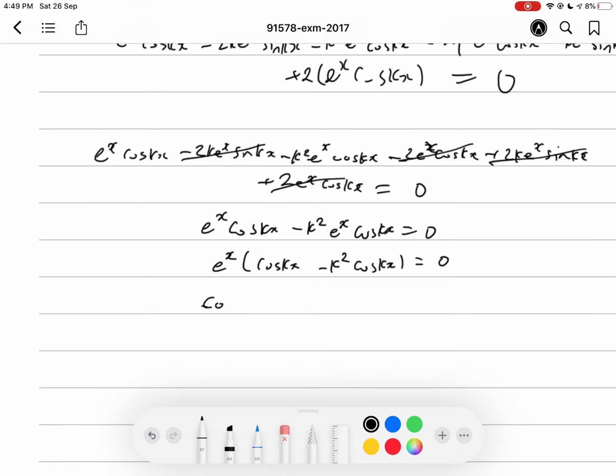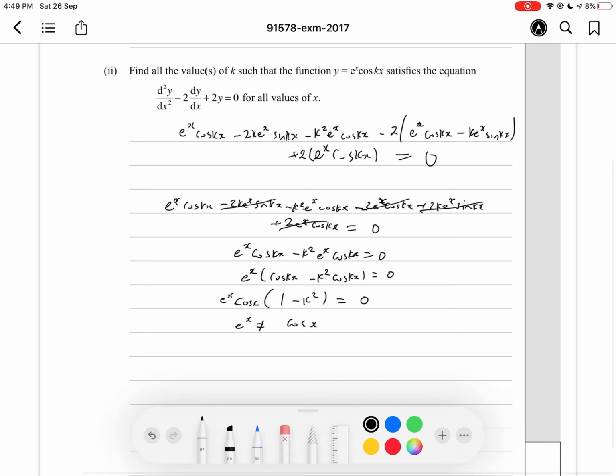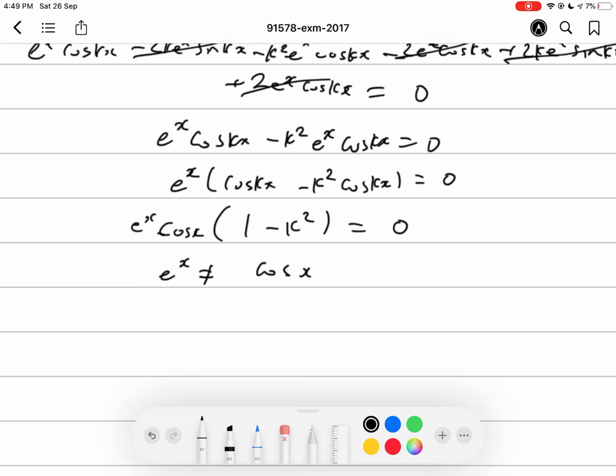Alright, so we can further factorize this a bit more. We can say e to the power of x cos of kx multiplied by 1 minus k squared equals 0. But we know that e to the power of x cannot be equal to 0. We're trying to find the values of k such that the function satisfies the equation, so it has nothing to do with x, and we can just ignore the e to the power of x cos kx factor. Therefore 1 minus k squared equals 0, so 1 equals k squared, and therefore k equals plus or minus 1. And k equals plus or minus 1 should be our final answer.